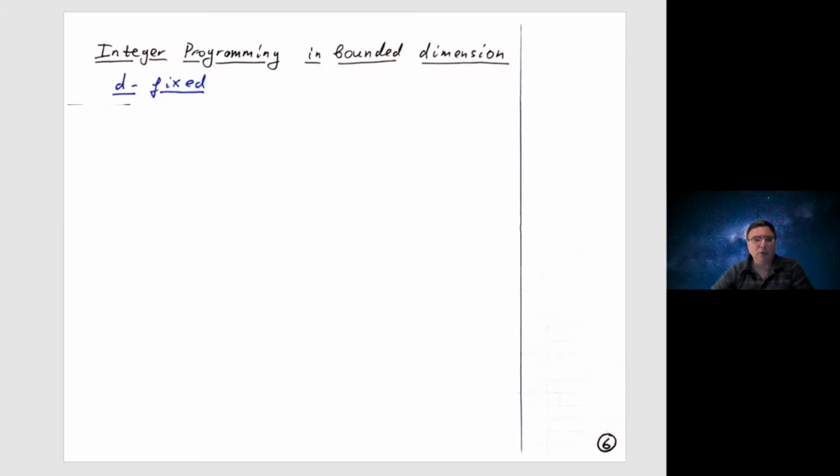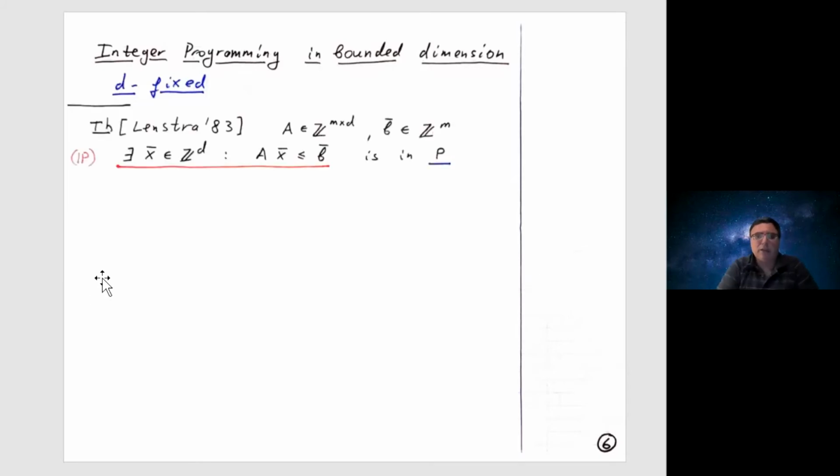Okay. So I'm going to start with a foundational result by Lenstra, which says the following. He's basically saying, whatever is underlined with red is the number of integer points in a convex polytope, as we discussed before. So now A is an integer matrix and B is an integer vector. Only D is fixed. M doesn't have to be fixed. And the problem is this is what's called integer programming in bounded dimension, and it can be solved in polynomial time.